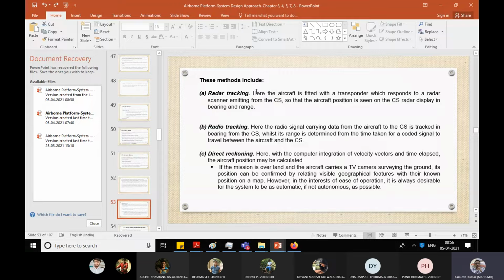The transponder will respond with the returning signal, and based on that they create your position on the screen. The screen will be like a radar display, where you will see the bearing angle from the reference, and the range, how far away your aircraft is. So this is your radar theory, correct?